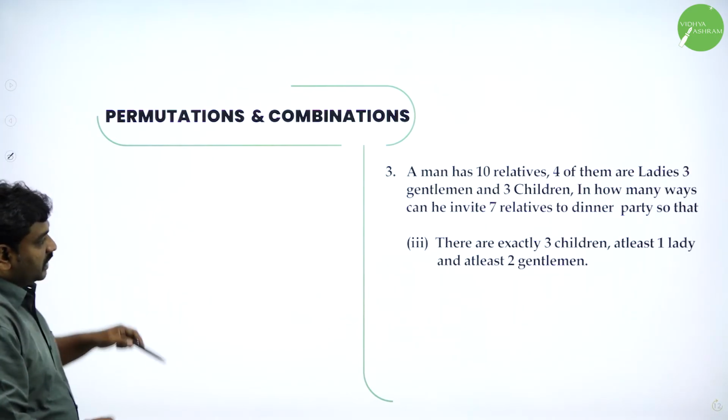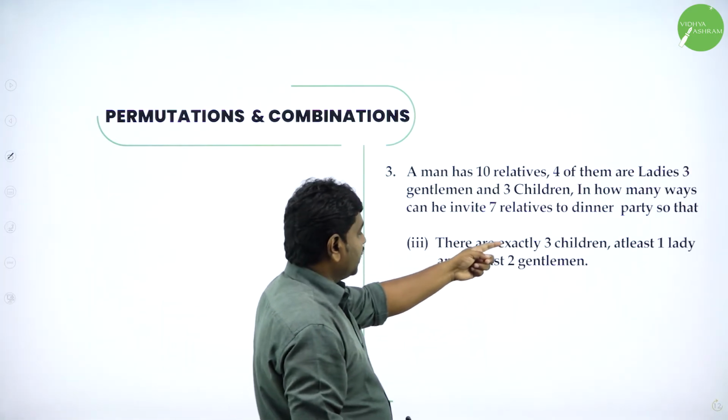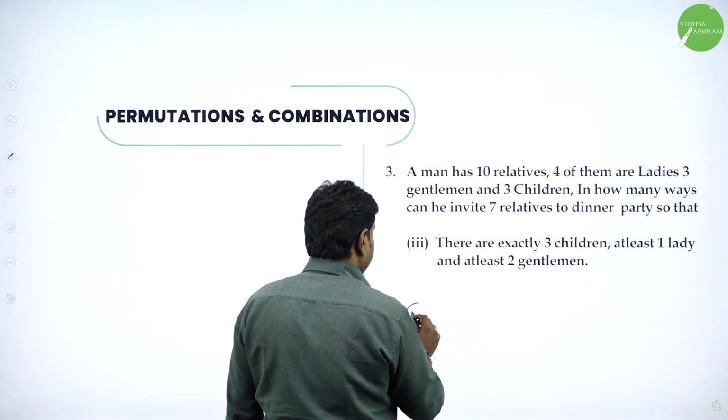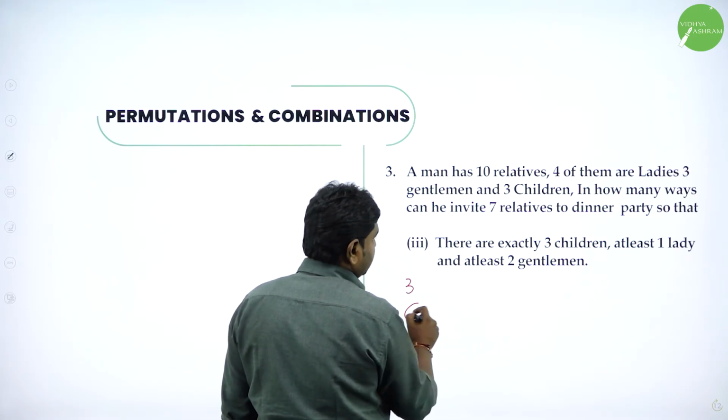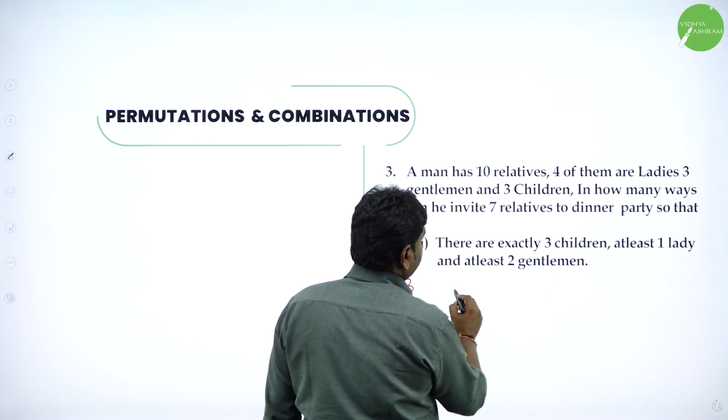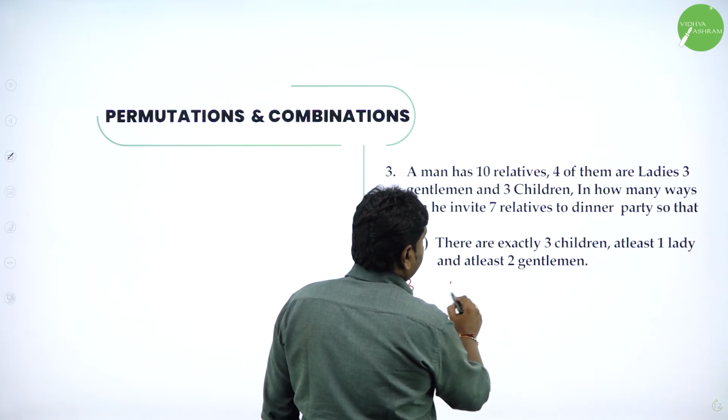Then the other case: exactly 3 children and at least 1 lady. They want exactly 3 children, and at least one lady, but we have a total of 4 ladies.